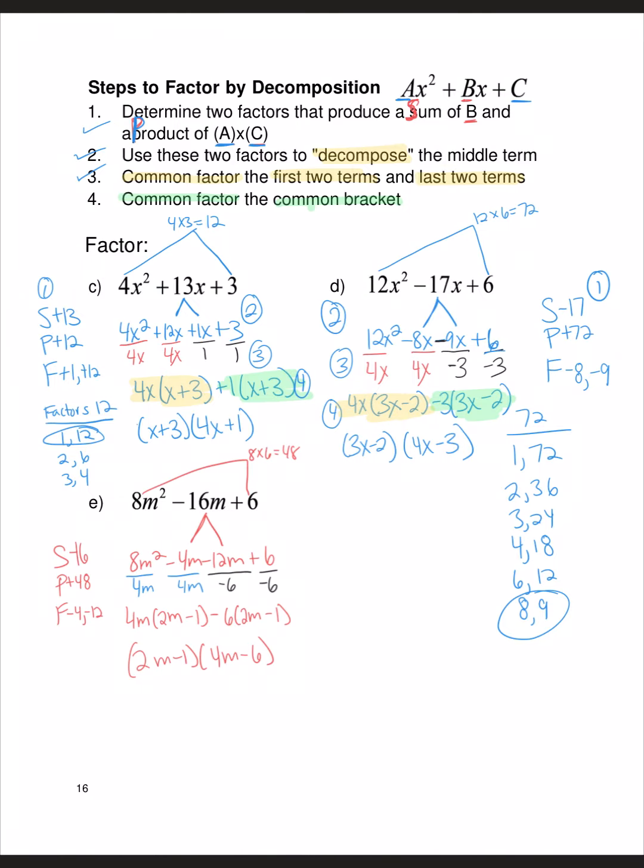There's the solution for that last one. Feel free to take a minute to have a look or pause the video and make sure you can follow the steps. I'll just label those steps one more time too. So step 1 is to determine those factors, which we did here. Step 2 is we're decomposing that middle term using those factors we found, negative 4 and negative 12. Step 3 is we're going to common factor the first two terms and common factor the last two terms. And then finally, we factor out the common bracket.